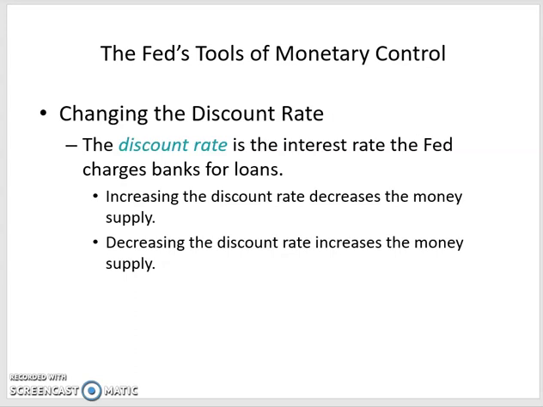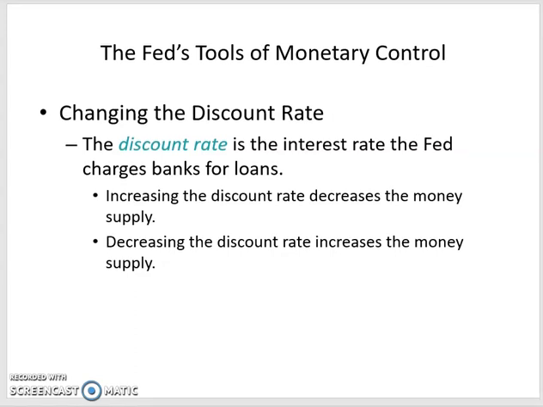But the discount rate is the interest rate the Fed charges banks for loans. So remember, the Fed funds rate is between private banks. The discount rate is between the Fed and private banks, right? But it's just an interest rate, so it's the price for a loan. Again, it's that same basic idea that we've been talking about with interest rates before. If the Fed increases the discount rate, that's going to raise interest rates and make it harder to get a loan. And if there's less loans, there's less money. And if they decrease the discount rate, it'll make it easier to get a loan, more loans, more money, okay?